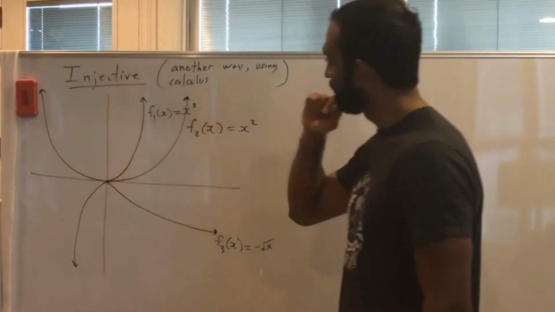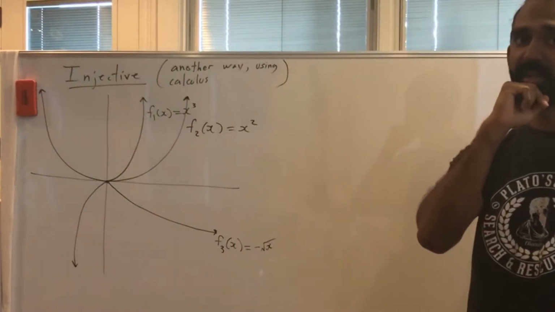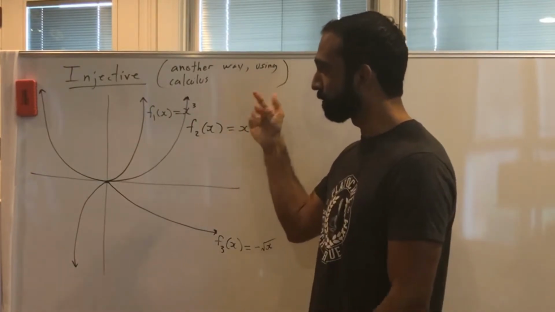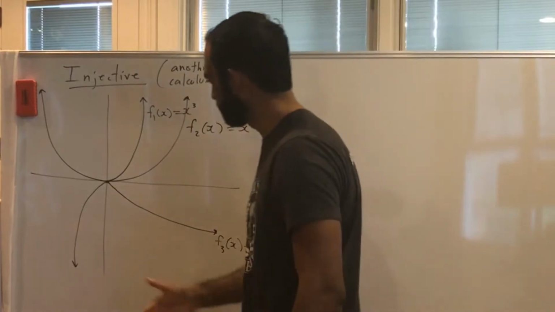Is x cubed one-to-one? Is it injective? Yes. Is x squared injective? No. So we knew that from the previous side of the board. Now let's look at this in terms of calculus.